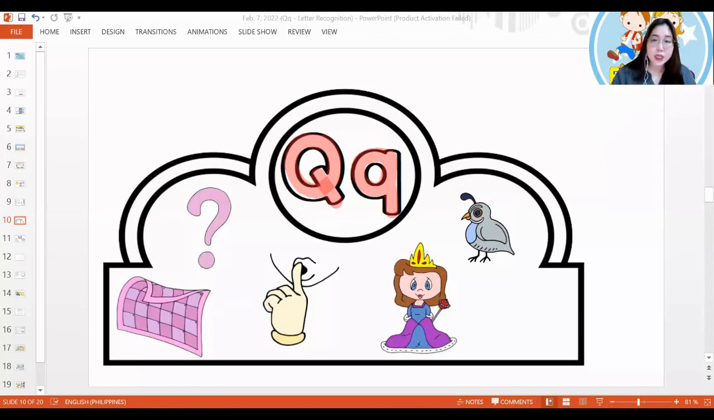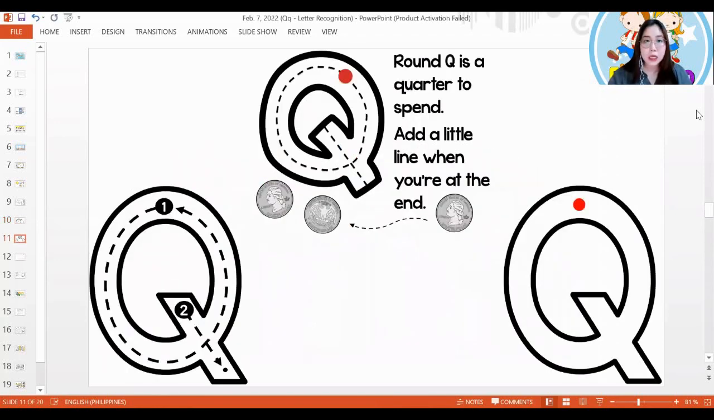Finish with your letter Q hat. Very good. Let's proceed to writing our letters. So kindly get your whiteboards and your whiteboard markers. Let's make our capital letter Q. Round Q is a quarter to spend. Add a little line, then you're at the end.